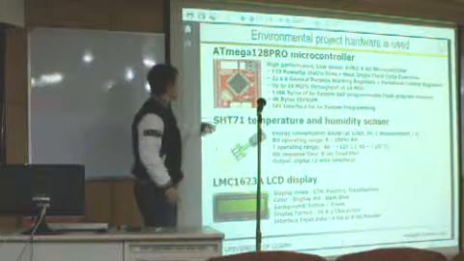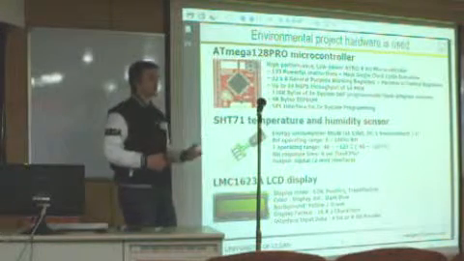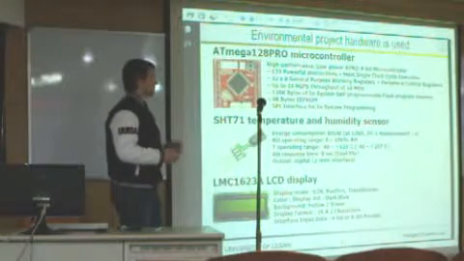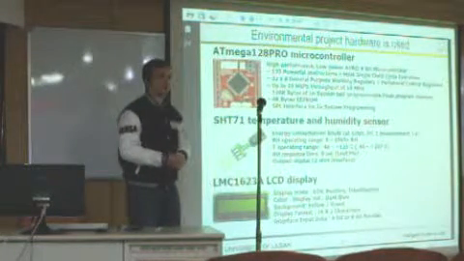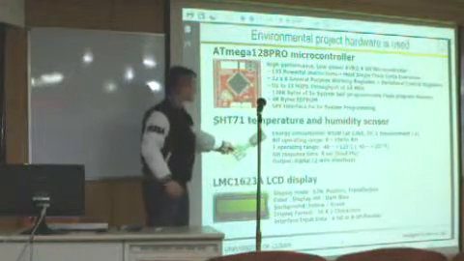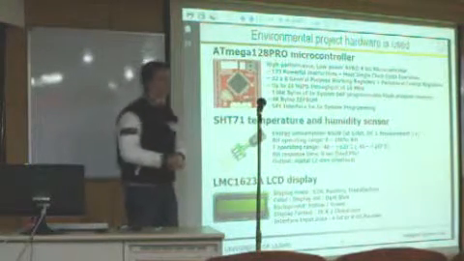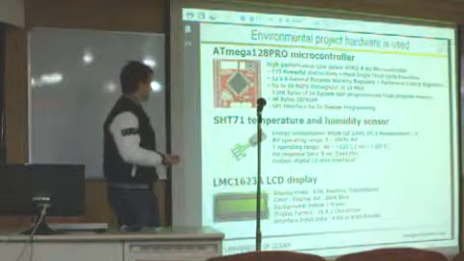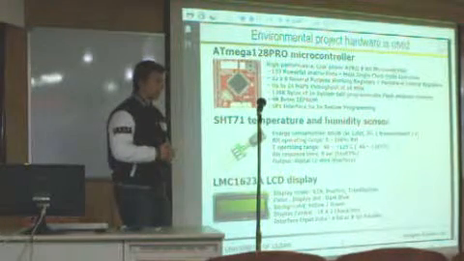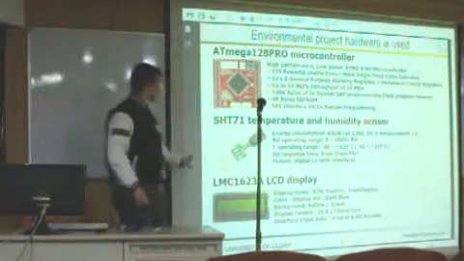And I'm using the SHT71 temperature and humidity sensor. This sensor gives us a digital signal, digital signal with just numbers. So we can easily gather information from the sensor, and this sensor contains a microcontroller. So we don't need to use low-pass filters or something else. And I'm using an LCD display to make standalone sensor nodes which can work without a computer and which will show temperature and humidity information.